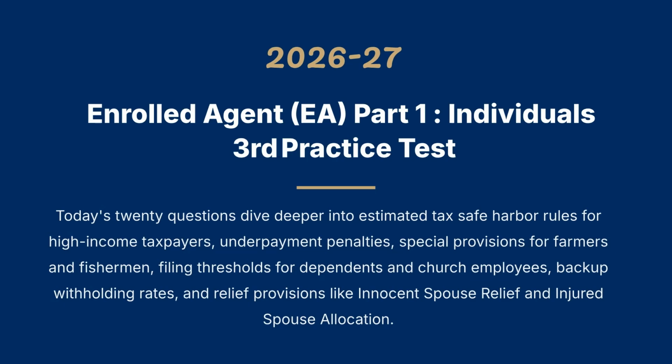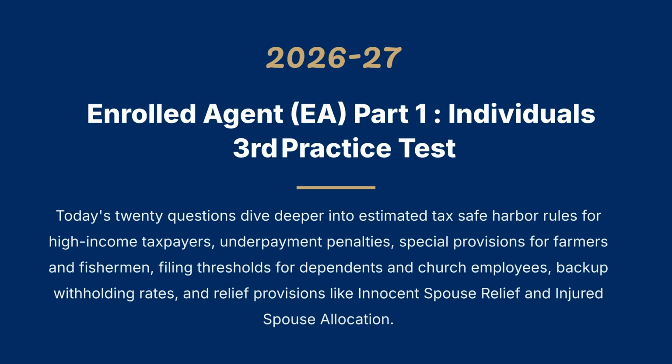This is our third mini test on enrolled agent exam, part 1. Individuals 2026-27, still under domain 1. Preliminary work and taxpayer data. In our previous sessions, we covered items, filing deadlines, and basic penalty rules.